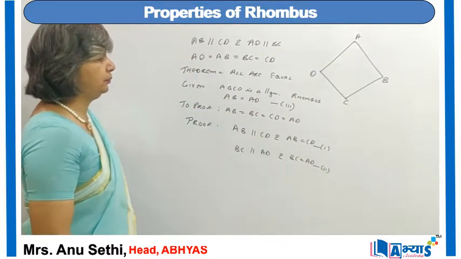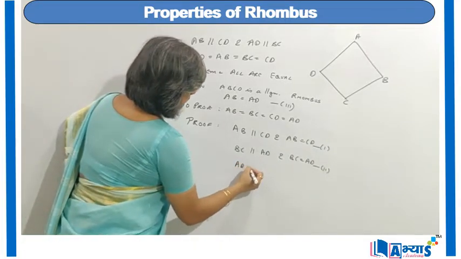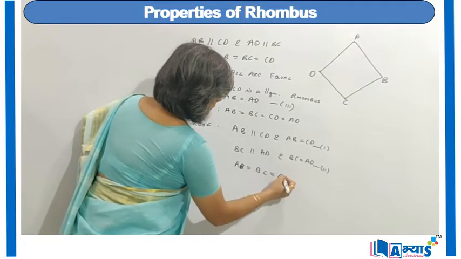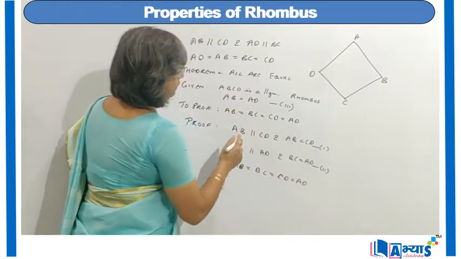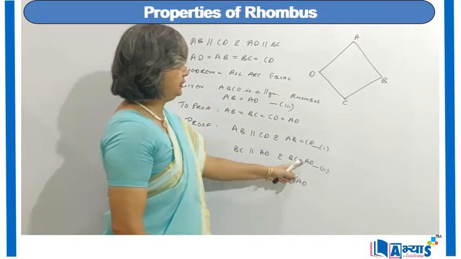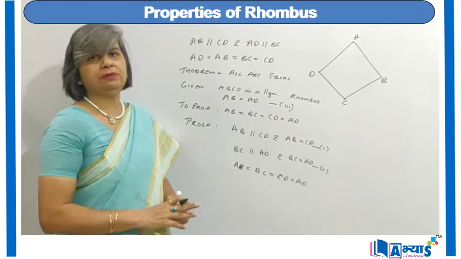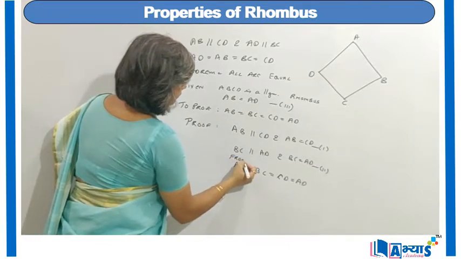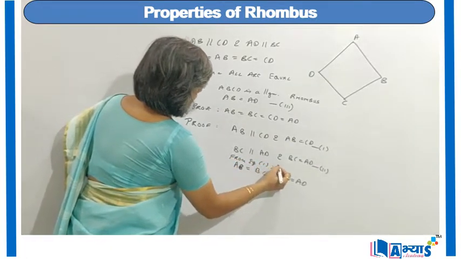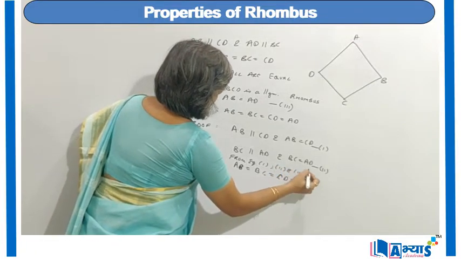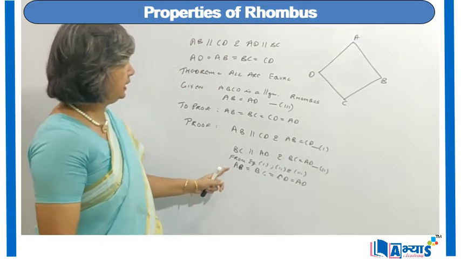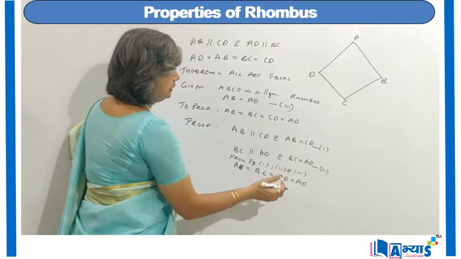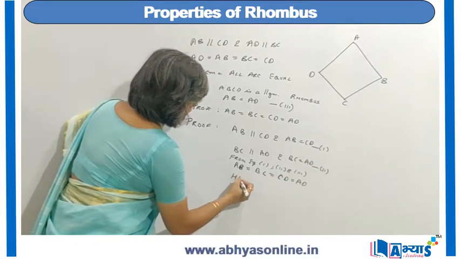So from equations 1, 2 and 3 we can say that AB is equal to BC is equal to CD is equal to AD, because we know that AB is equal to CD and BC is equal to AD, and it has been given that AB is equal to AD. So using all the three equations, we can state that AB is equal to BC is equal to CD is equal to DA.